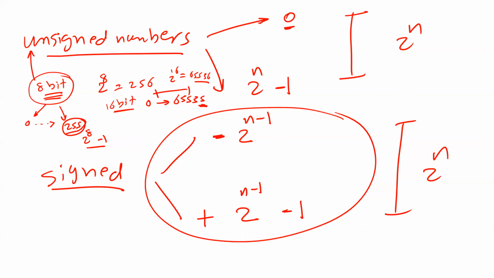Now, what if this number is signed? I have 0, so half of the space is going to be in the positive, and half of the space I'm going to put in the negative. You got what I'm saying? In the case of unsigned, I started from 0 and put all the numbers in the positive side. But in the case of signed, it's going to be half in the positive and half in the negative. However, you cannot cut it exactly in half. Why?